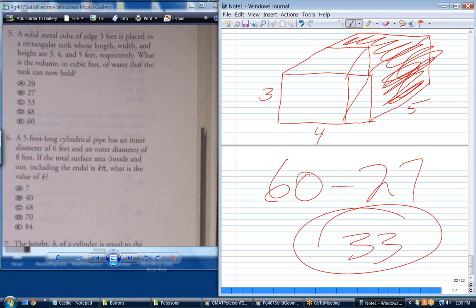So I really didn't need to draw a picture. That was kind of wasted time. If I'd have read the problem more carefully before starting, I probably would not have taken the time to draw the picture, because I would have recognized that it's instantly a shaded area or a shaded volume problem. So it's strictly a subtraction problem, and it's really rather simple. 3 times 4 times 5 minus 3 times 3 times 3.